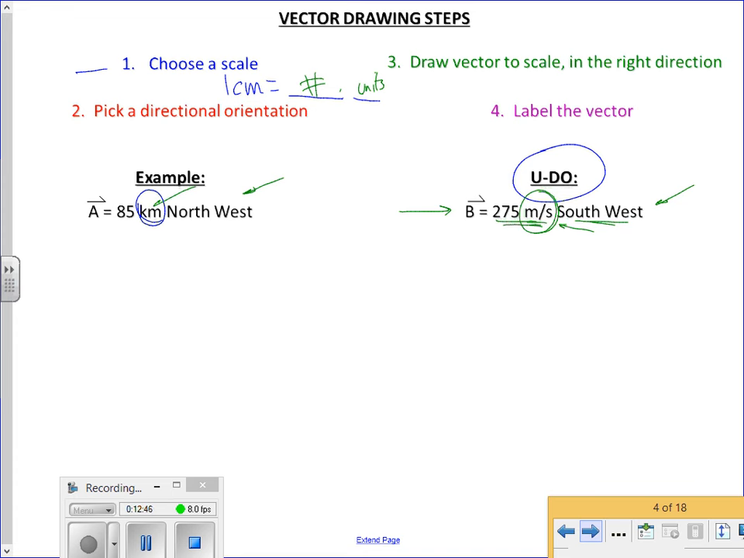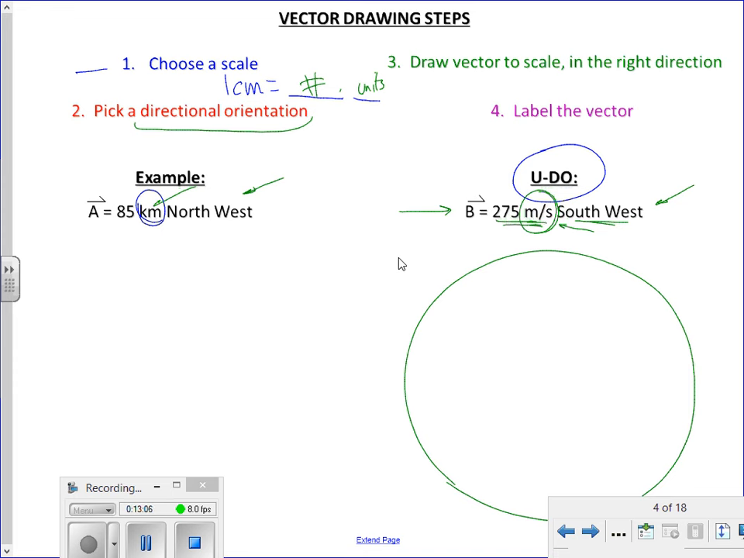My only request is that you don't do 1 centimeter equals 275 meters per second and then just draw a 1 centimeter long vector. All right? You're gaming the system. The goal should be to make it fill up a good amount of space. All right? Pick a directional orientation. You tell me which way, since here we're working in a cardinal direction thing, you just define which way is north. And it doesn't have to be the same direction here as it does here. If you want to make north upward over here and to the right over here, then fine. You do what you want. Doesn't make it more right.